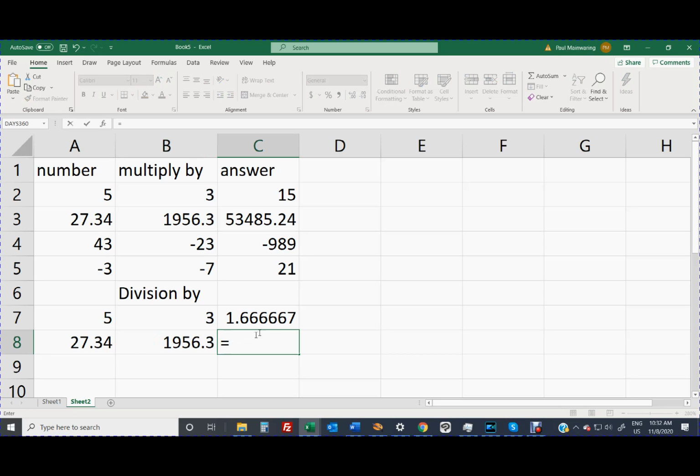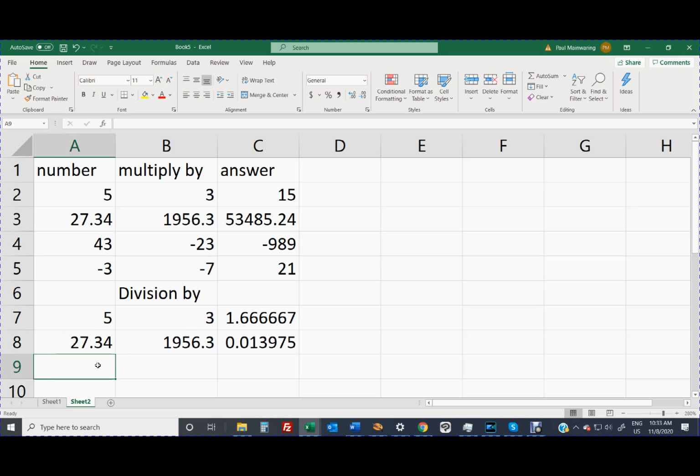So you're telling it to divide this number, 27.34, by this number. So we put the backslash in there. That tells the computer, I want to divide, and you put it in there. So it's A8 divided by B8. And it is a small number, which you would expect. Okay, so far, let's have a look at this next one.